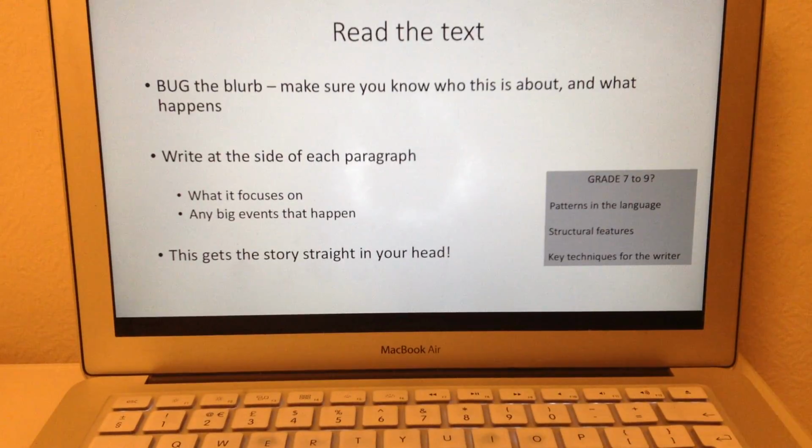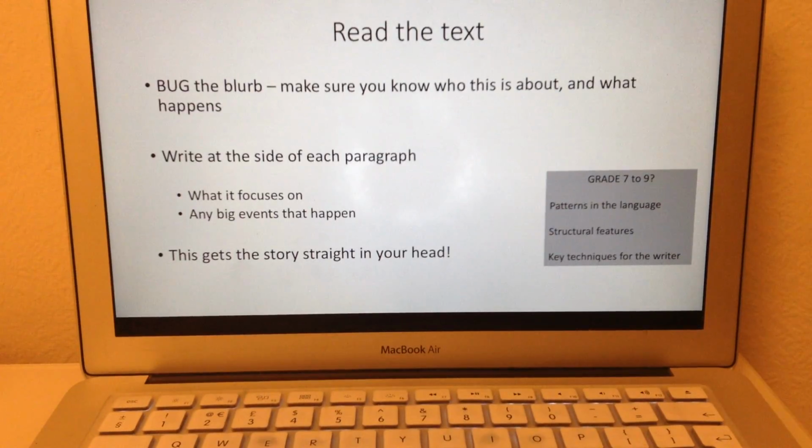When you've done that, and you've got it straight in your head who this is about and what happens, read each paragraph and at the side write a little note of what the paragraph focuses on, which character, what events, and any big events that happen. For people who want the higher grades, there are some hints of other things to do on the left there. You might want to pause and take note of those.